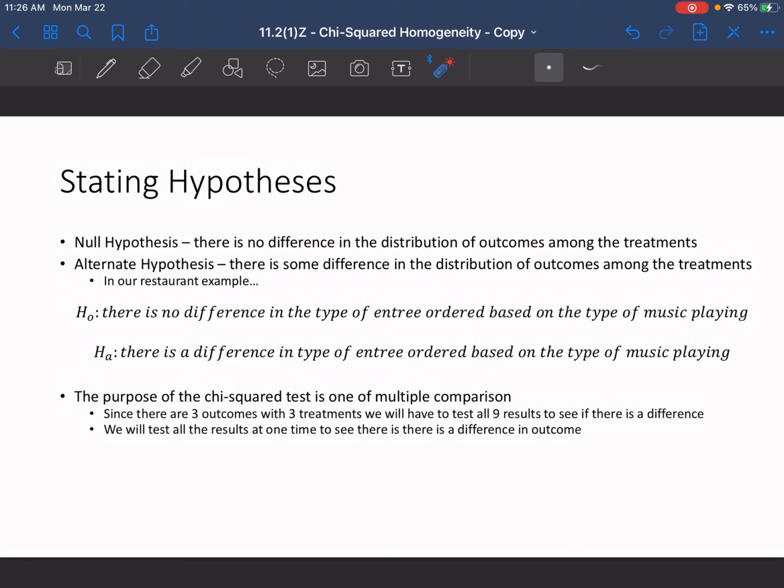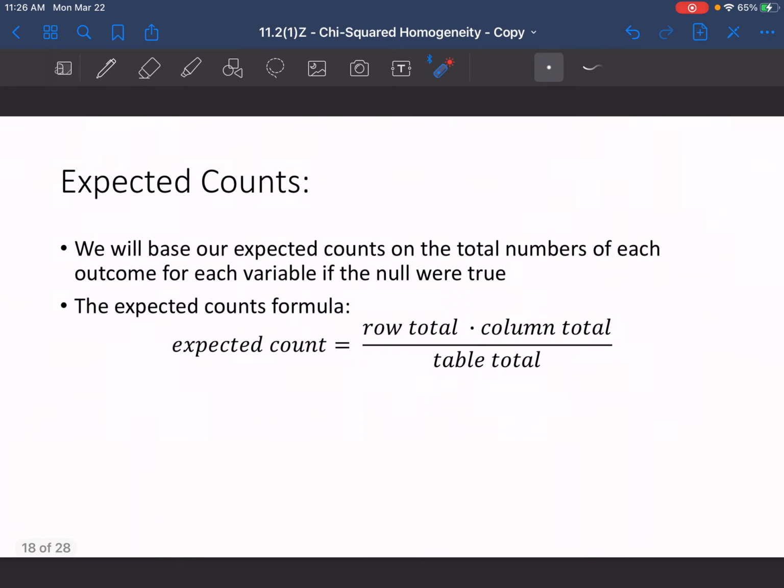And the purpose of our chi-squared test is one of multiple comparisons. So since there are 3 outcomes with 3 treatments, we will have to test all 9 results to see if there is a difference at all. And we will test all the results at one time to see if there's a difference in the outcome. Now, in order for us to test all 9 of those results, we have to know the expected value for each one of those 9 scenarios, basically.